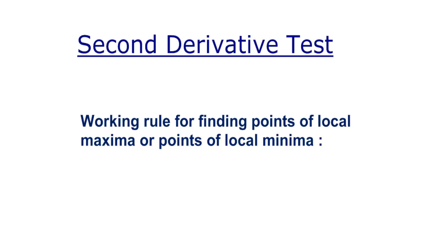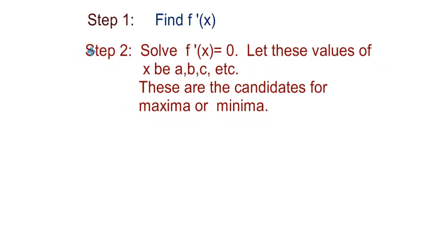Therefore, we have the following working rule for finding points of local maxima or points of local minima using the second derivative test. Step 1 is to find f dash x, that is, find the first derivative of the given function. Step 2 is to solve f dash x is equal to 0. Let these values of x be a, b, c, etc. These are the candidates for maxima or minima.